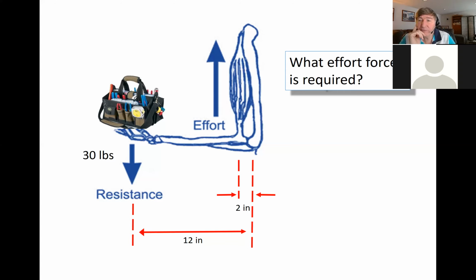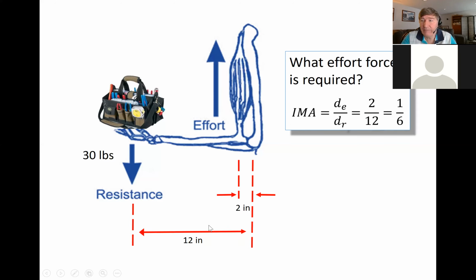Okay, so we've got several people who are saying that it's 180. Let's see how they came up with that. The first thing I want to do is calculate the IMA of this machine. If I look at this distance divided by that distance, that's going to tell me the IMA. So 2 divided by 12 is 1/6. Now that doesn't mean that the effort force is going to be 1/6 of the resultant. What it means is the resultant is going to be 1/6 of the effort. So that means the effort force is going to have to be 6 times greater.